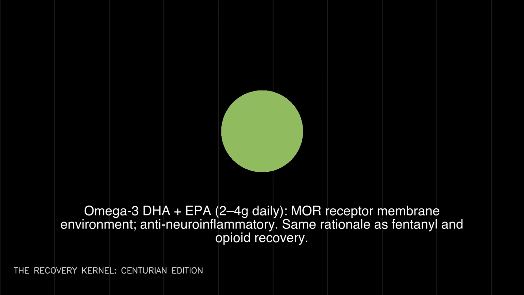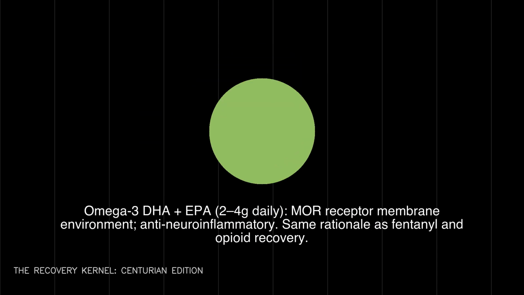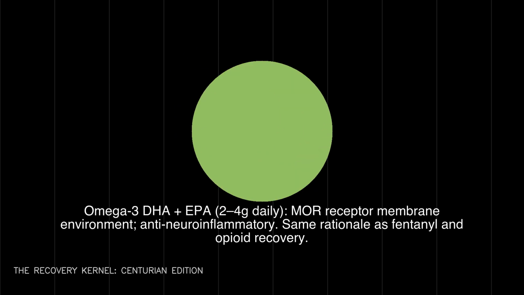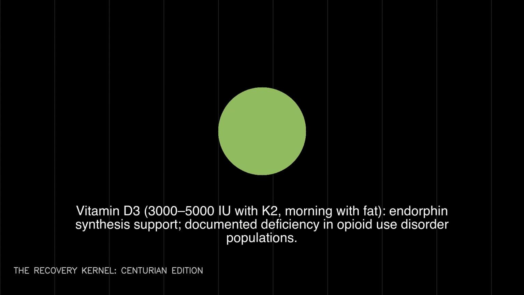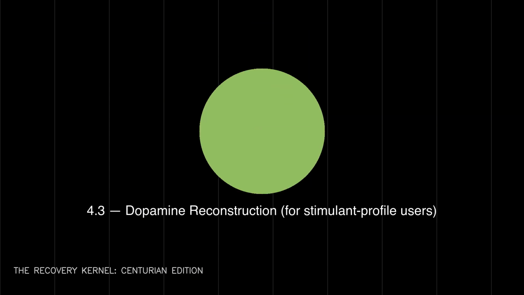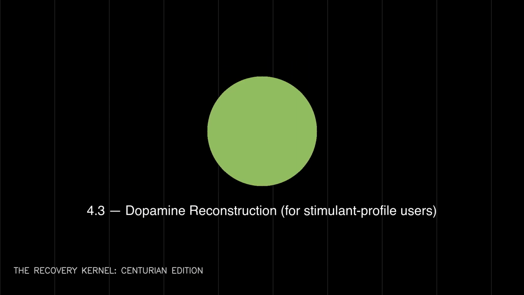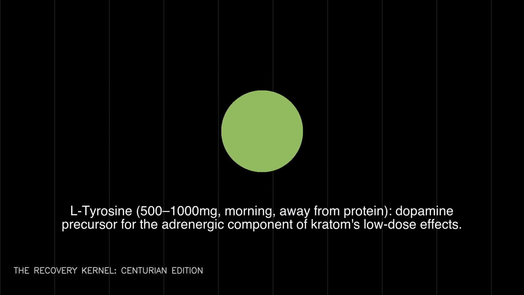Vitamin D3, 3000 to 5000 IU with K2, morning with fat, endorphin synthesis support, documented deficiency in opioid use disorder populations. 4.3, dopamine reconstruction for stimulant profile users. L-tyrosine, 500 to 1000 mg, morning, away from protein, dopamine precursor for the adrenergic component of kratom's low-dose effects.